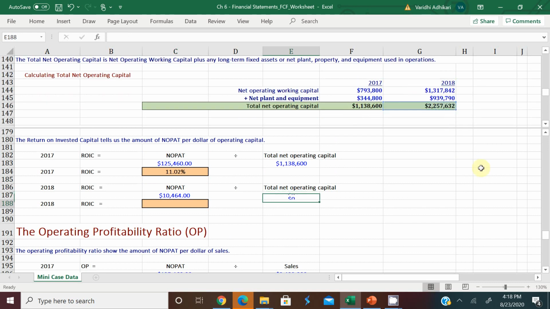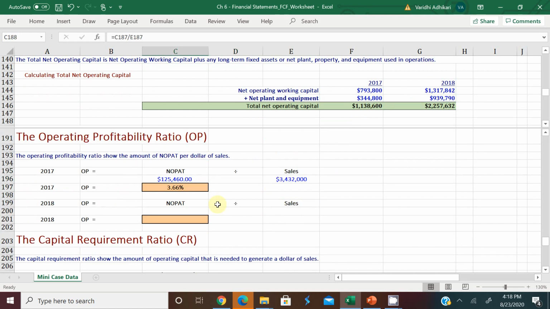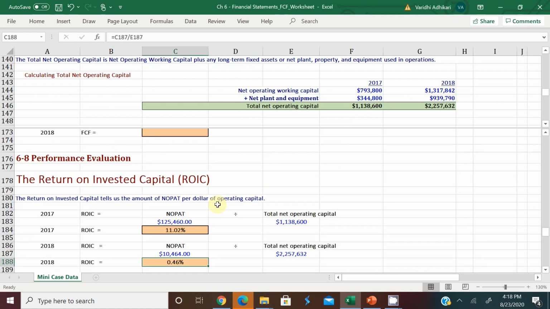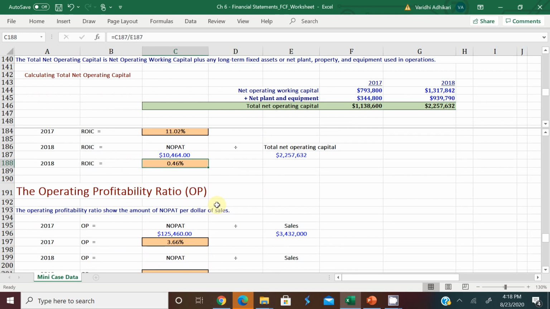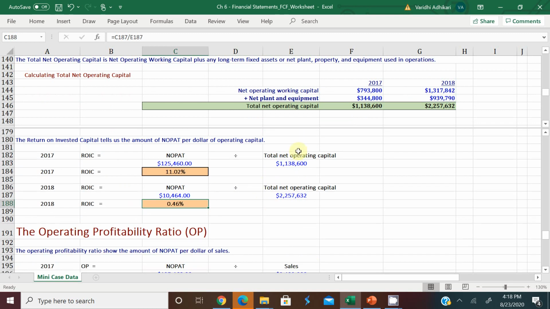So it used 2.2 million of operating capital to generate $10,000 of operating income. Doesn't look like it's going to be a very good number. So 0.46%, very, very low number. It had to use a massive amount of assets to generate a small amount of operating profit. That was the relation between total assets.